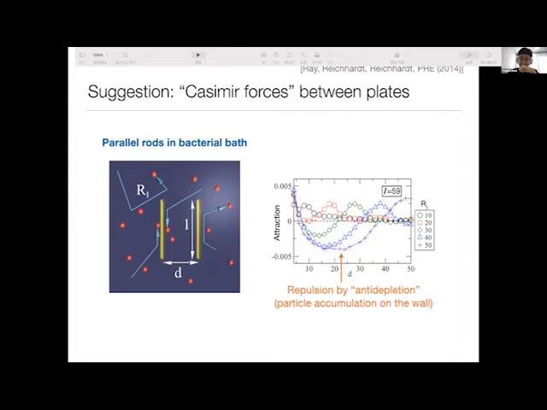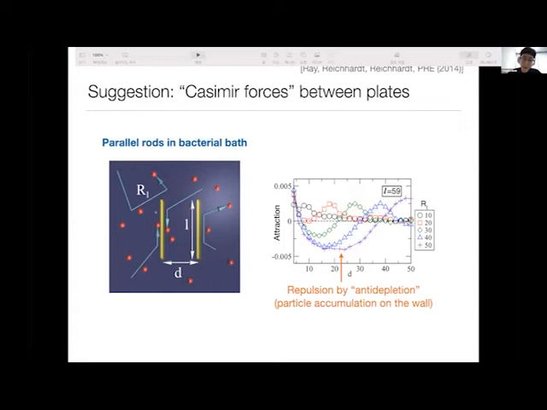When these two plates are very close together, when the distance D is very small compared to the length scale R_L, these active particles cannot really go between the plates, and instead they push the rods together from outside. This is what you would normally call depletion attraction. But as you separate the rods a bit farther from each other, the active particles can go into this small gap and get trapped between the plates. Then they start to push the two rods away from each other, and that gives the repulsion between the two rods, which is called anti-depletion force.